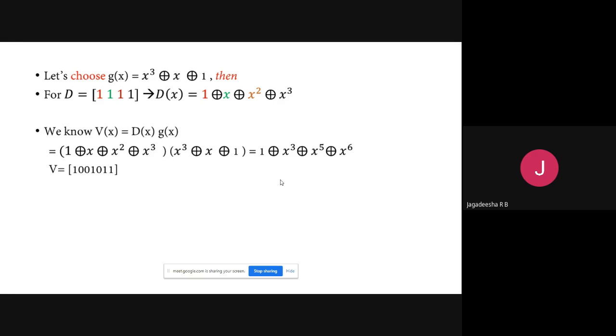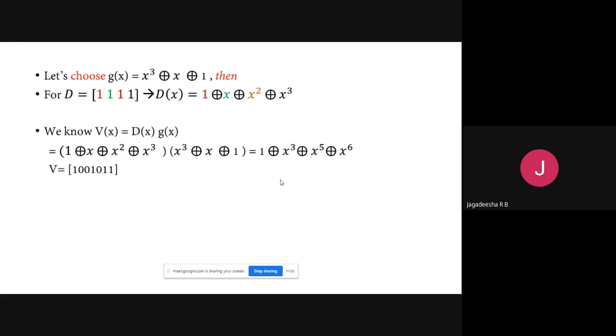Then we want to get the first code word v of x. V of x is what? Just multiply d of x with g of x. G of x we already found, d of x we have just obtained. You just multiply those two terms, d of x multiplied by g of x. Multiplication we have seen how to do, right? So when you multiply those, you get 1 plus x cube plus x power 5 plus x power 6.